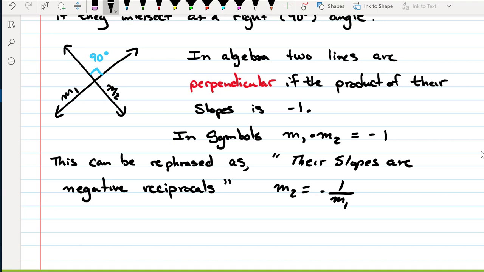And notice these two definitions are exactly the same, because if you have m1 times m2 equals -1, if you divide both sides of that equation by m1, you get the second equation. So it's really just a rephrasing. They're two equivalent things. And so using either one will give you the same correct solution.